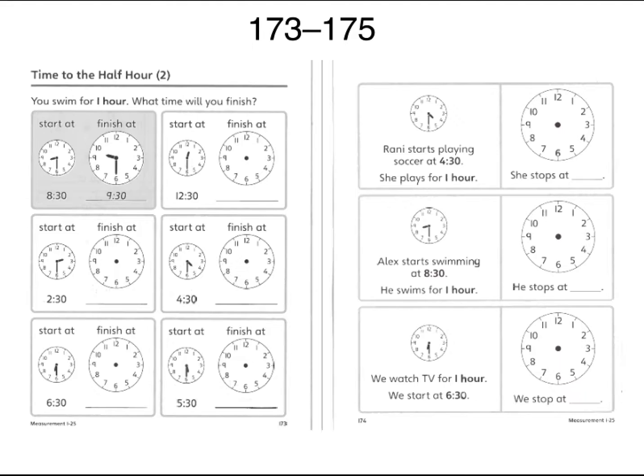So you have 3 pages today. On the first page is all going to be 1 hour later. You swim for 1 hour. What time do you finish? So the first clock says it's 8:30. What time is it 1 hour later? 1 more than 8 is 9, 9:30.